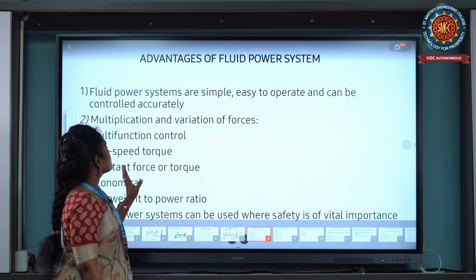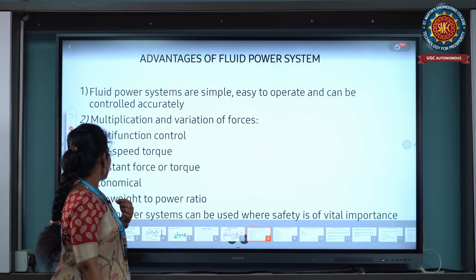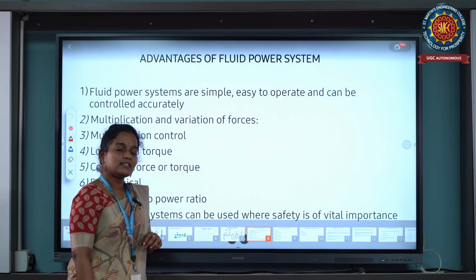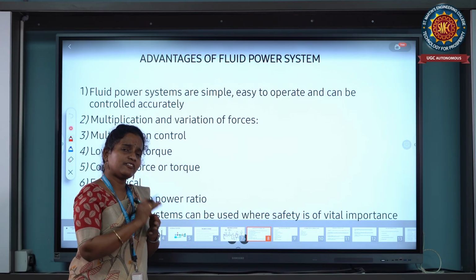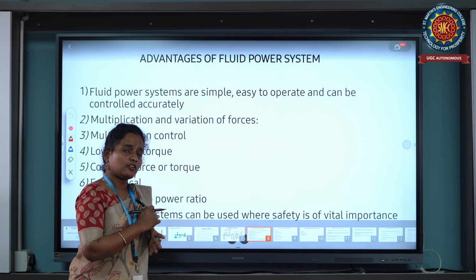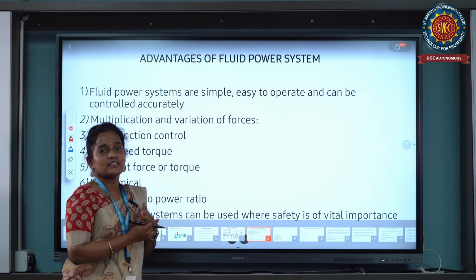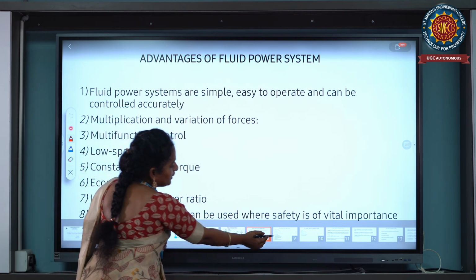Next, multiplication and variation of forces, multifunction control, low speed, constant force, torque, economical, low weight. Okay, simply remember: easily available and easily operated, multifunctional, and constant torque and speed. So these are the reasons, the advantages of fluid power systems. Okay, next one, applications.